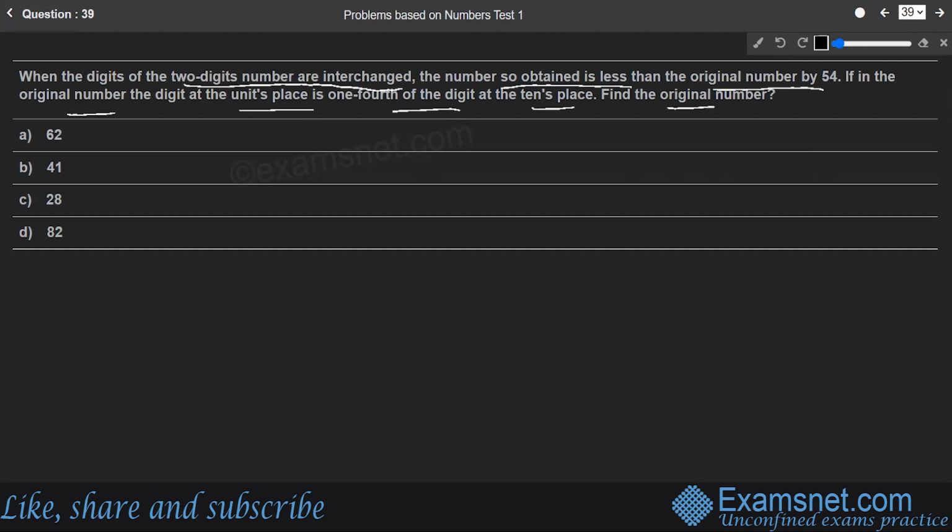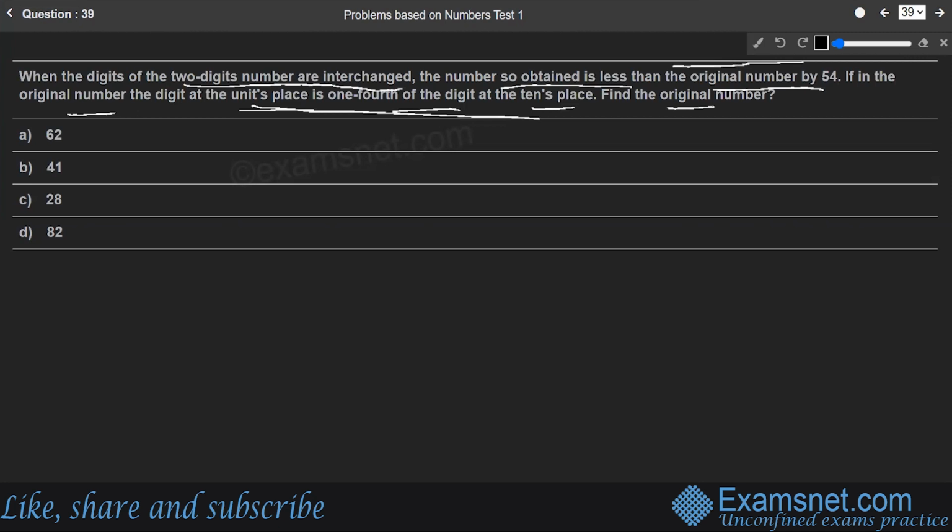So we know the connection. We can assume any digit first, and then using this connection we can find out the other one. By doing that, we will be able to find out the unit digit and the 10 digit in a single variable form, and by knowing them we can actually generate the number. And when we are able to generate the number, we can obviously relate to the condition given here, that the number so obtained is less than the original number by 54. So let us begin with assuming any of the digits.